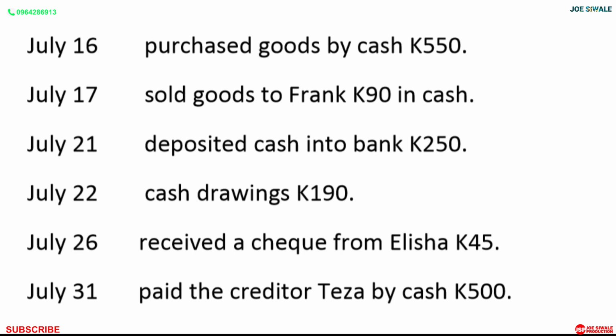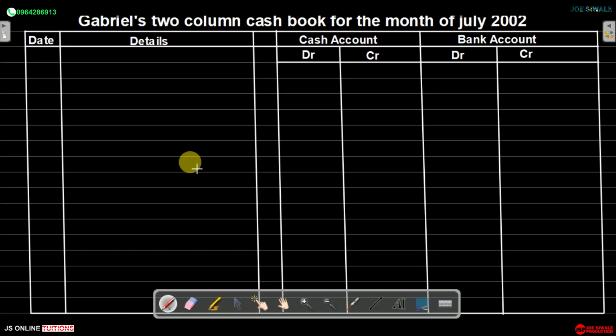So we are supposed to write down the two-column cash book. And the person that we are preparing this cash book for is Gabriel. So the first thing that I'm going to do is to write down the title. So the title I've already written. I have Gabriel's two-column cash book for the month of July 2002.